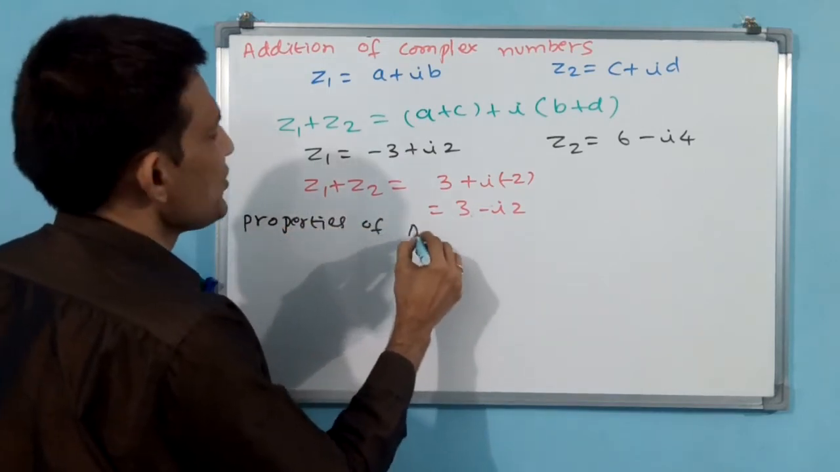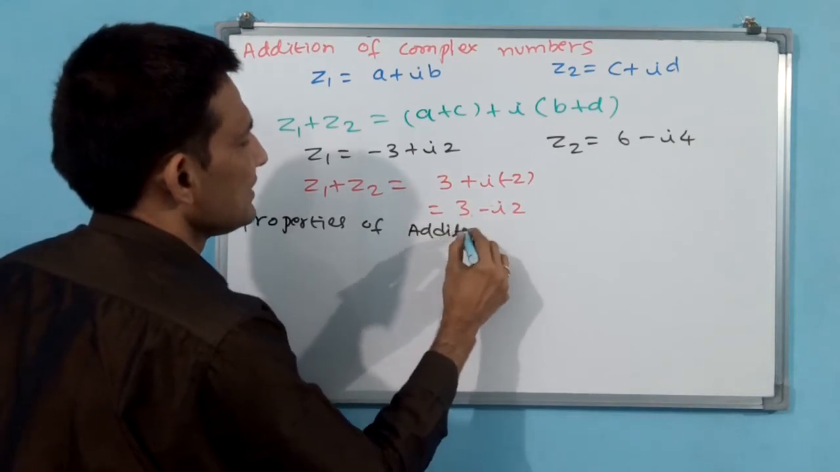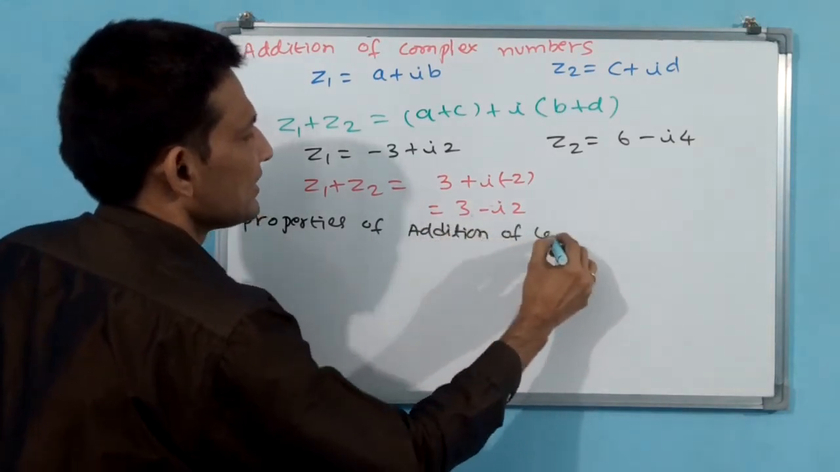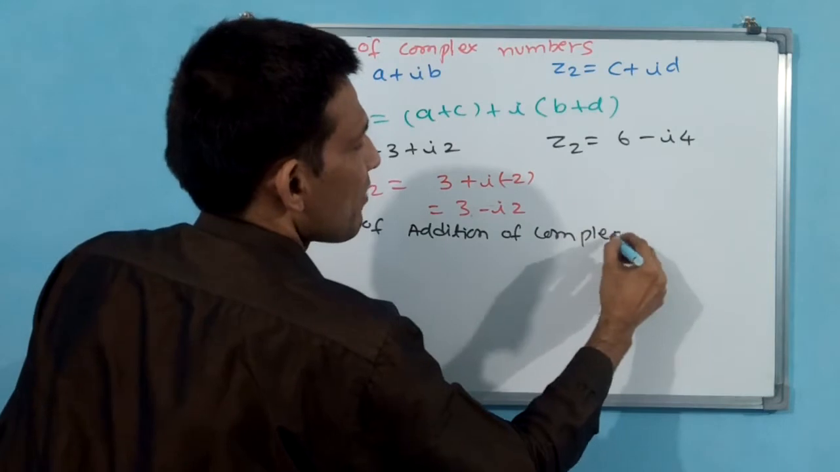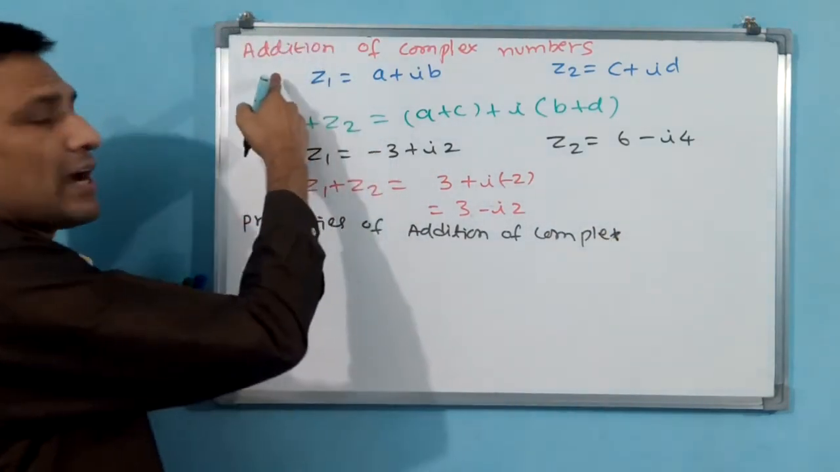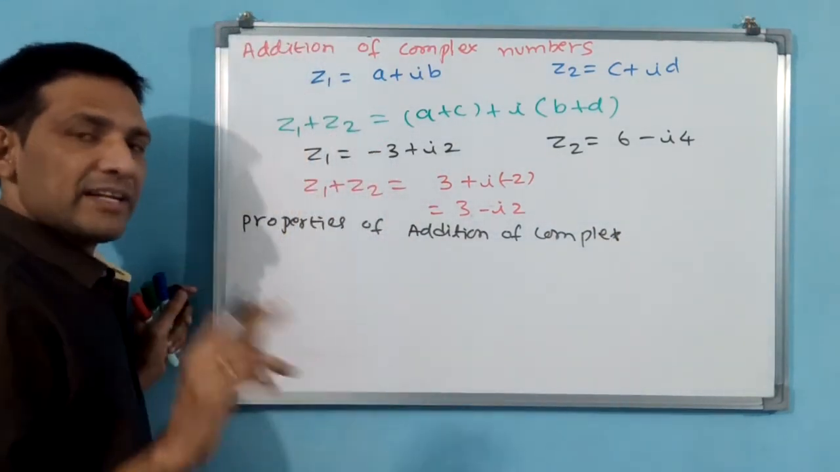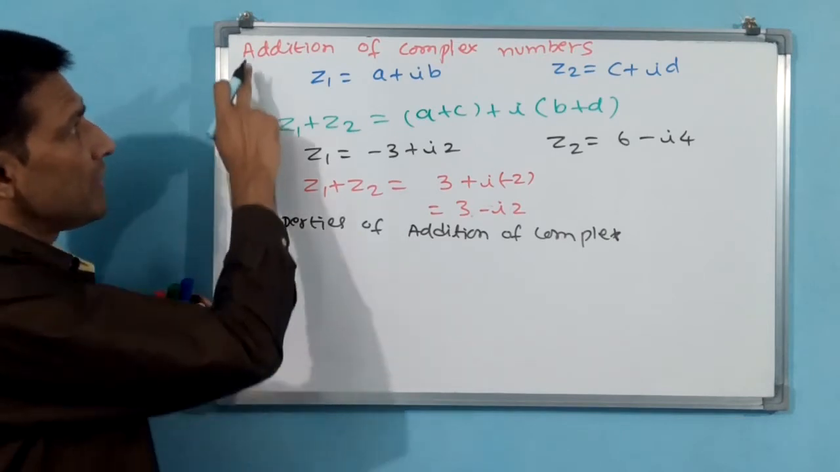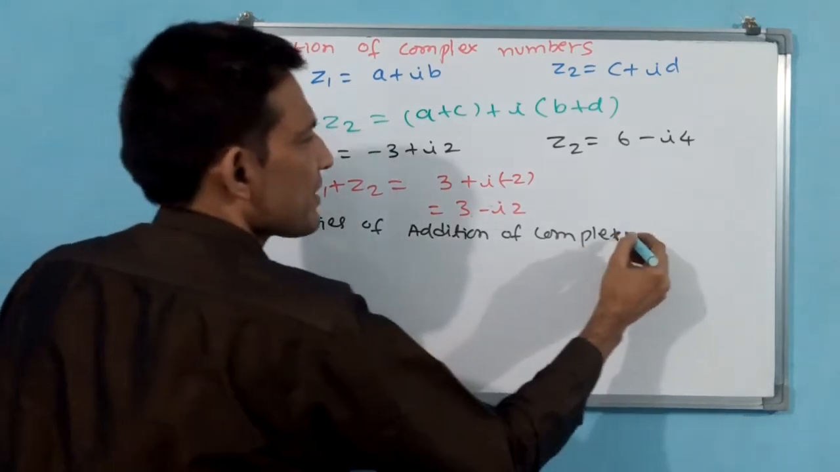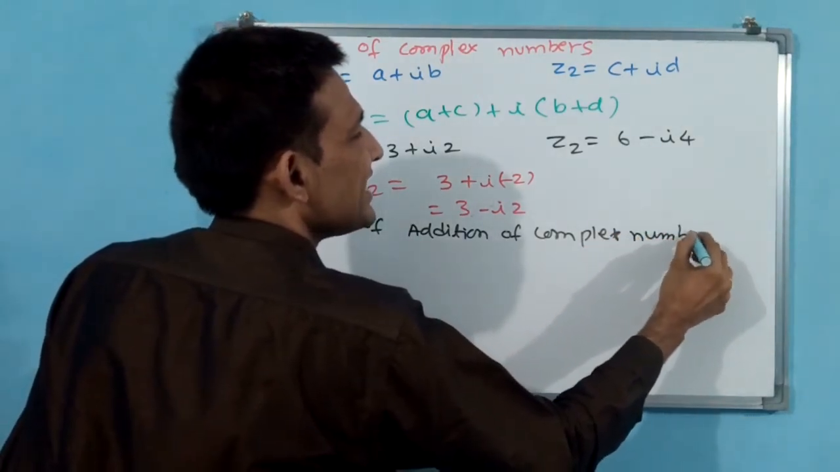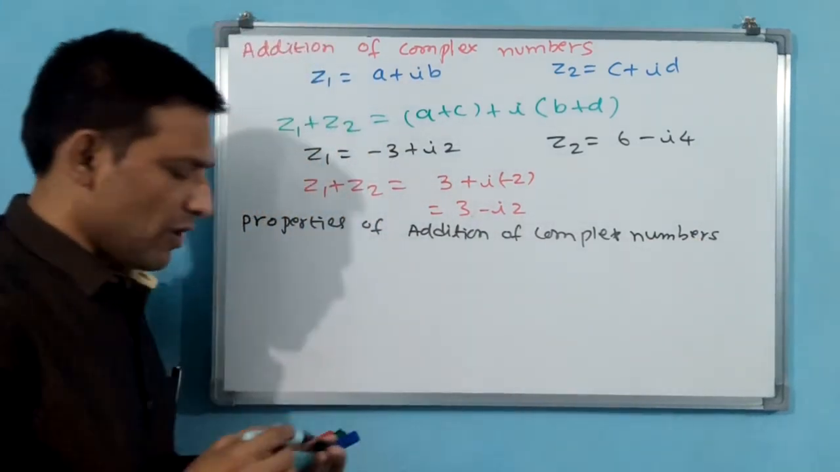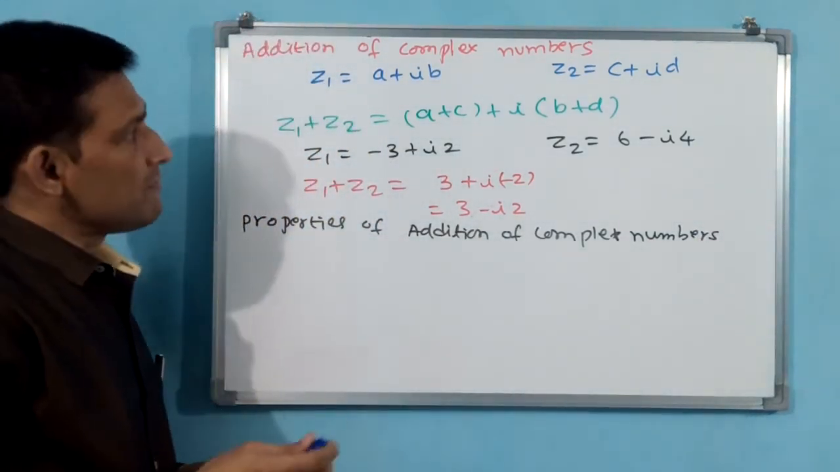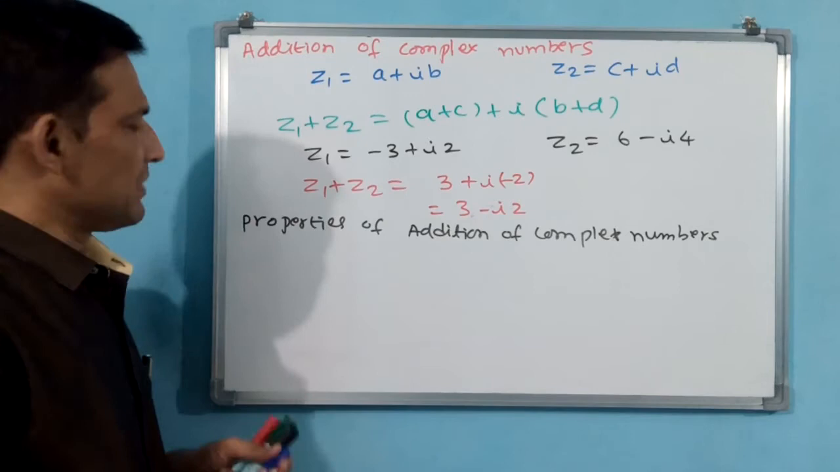Properties of addition of complex numbers. You see, these properties differ for addition and multiplication. We have not yet gone to multiplication. For addition only we are seeing what the properties are. That means these properties will come while adding complex numbers.